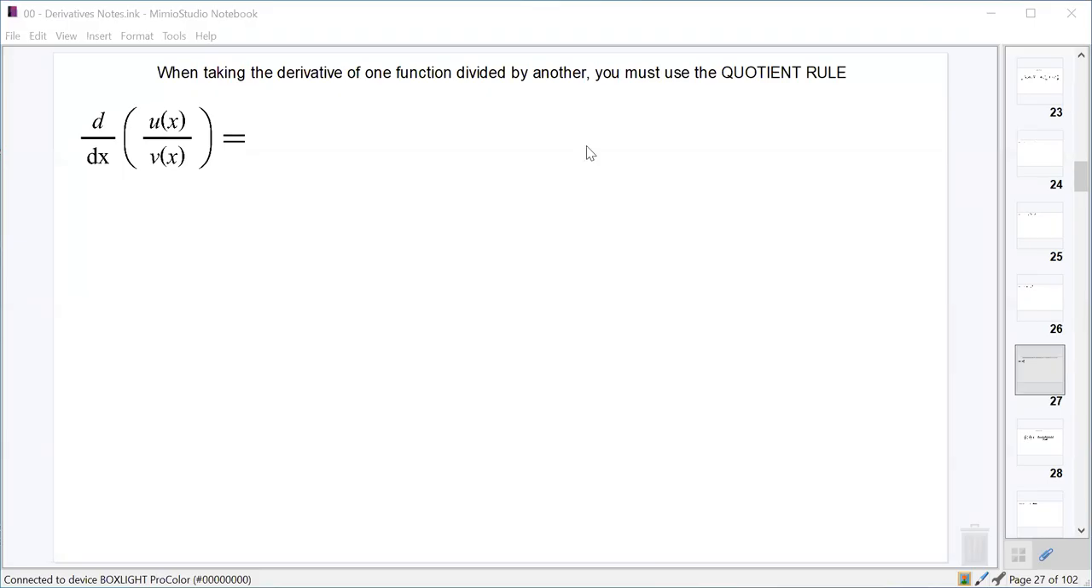Today we're going to talk about how to take the derivative of one function divided by another function. This is going to be called the quotient rule, the quotient of two functions. So in order to figure out how to do this, we need to first write this out as a limit. The limit as h approaches 0 of the difference quotient for u of x over v of x.